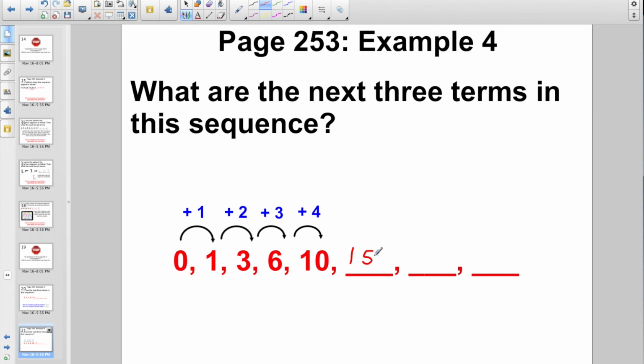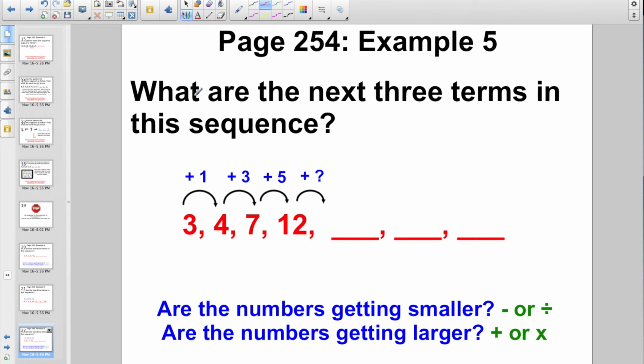If I added by 5, now I better add by 6. 15 plus 6, that's going to be 21. And if I added by 6 for this one, I'm going to have to go and add by 7. 21 plus 7 sounds like 28 to me, right? That's not too tough. If you go and write on top of them, that will always help you see the sequence.